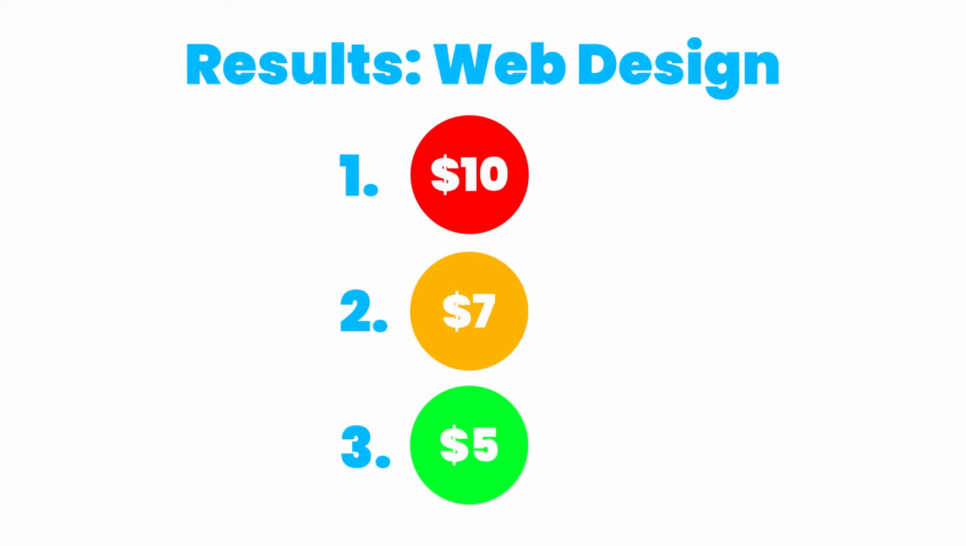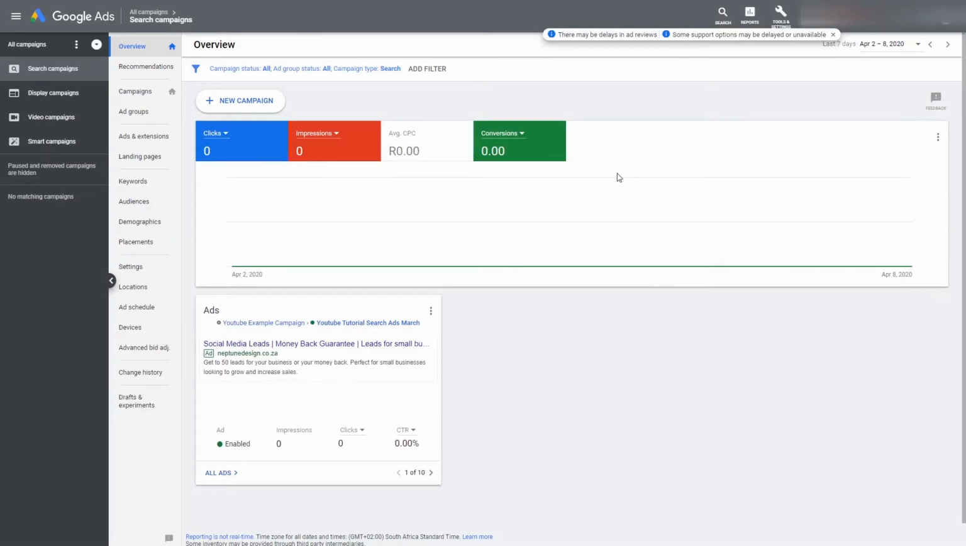So let's look at how we can use this bidding system to our advantage. So the question would still remain, Devin, where exactly do I find all of these wonderful options on bidding and stuff like that, and how exactly do I use them in my campaign?